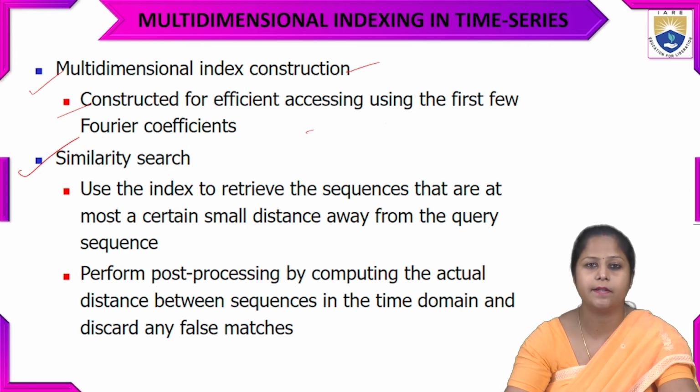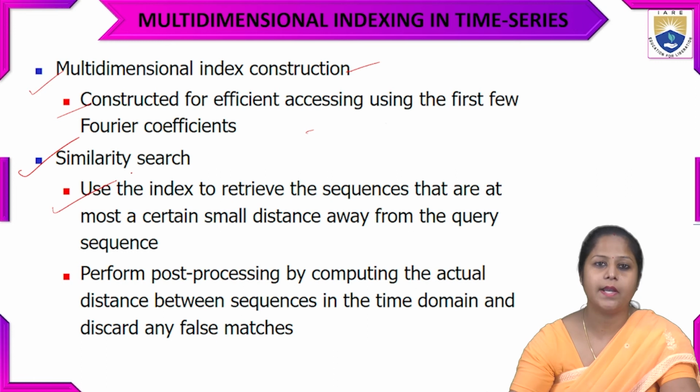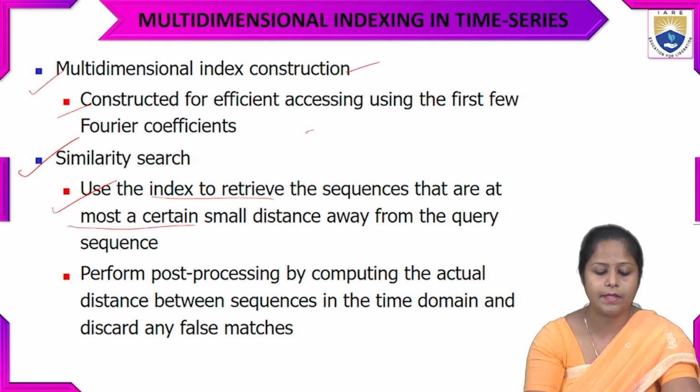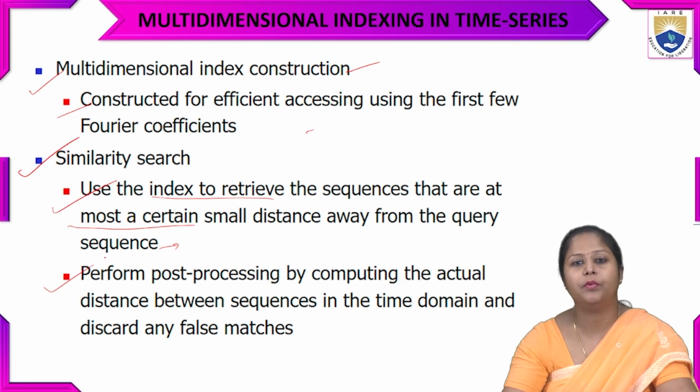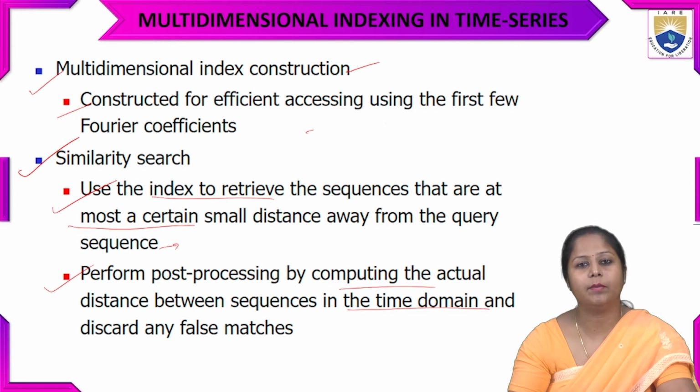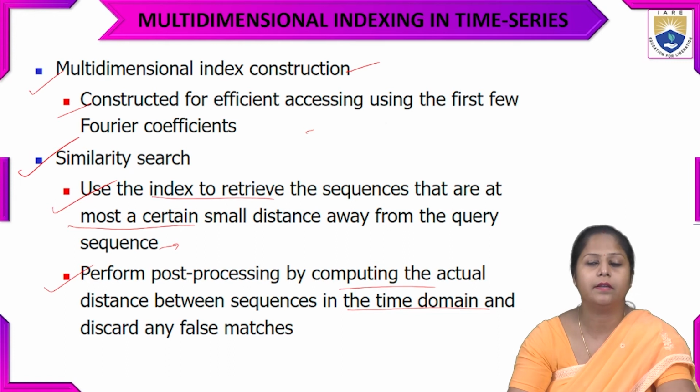For the similarity search, we use the index to retrieve the sequences that are at most a certain small distance away from the query sequence. Secondly, we perform post-processing by computing the actual distance between sequences in the time domain, and the false matches will be discarded. If there is no match, it is discarded; otherwise, it is accepted. So we do the post-processing by computing the actual distance.